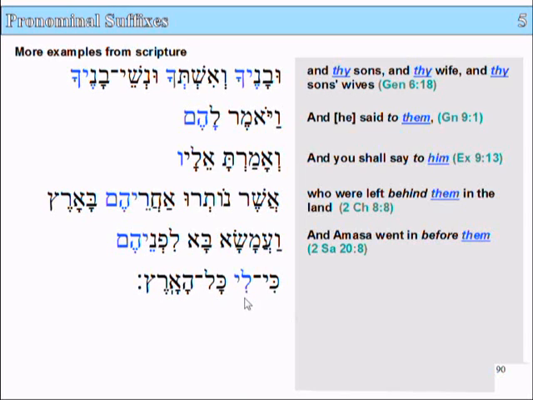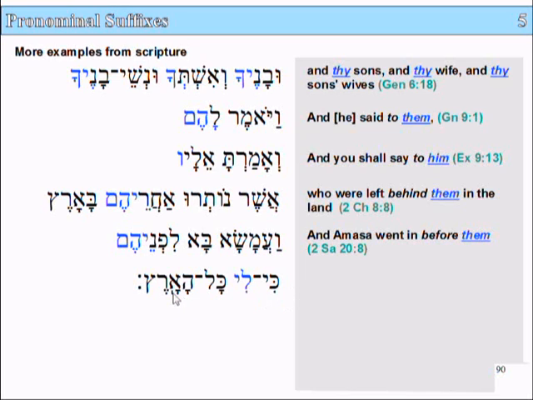Ki li, for to me. So the yod means me, and the lamed means to me or for me. Ki li kol haaretz, for to me is all the earth.